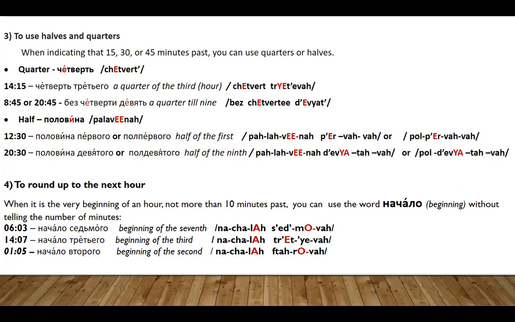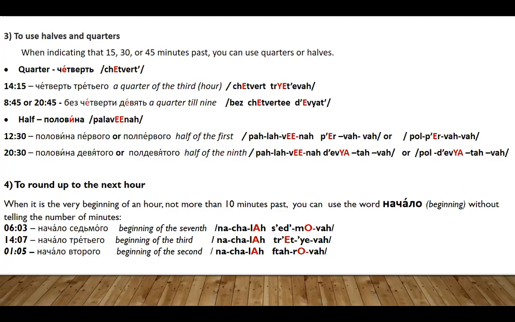8:45 or 20:45. That's the same, only in two different systems. One is in 12-hour clock, one is in 24-hour clock. It's 8:45 or 20:45. We can say a quarter till 9, без четверти 9. Somehow people don't say без четверти 20. They say без четверти 9, probably because it's easier using the 12-hour clock, especially in colloquial speech. Без четверти 9.